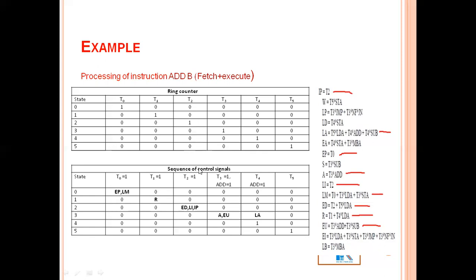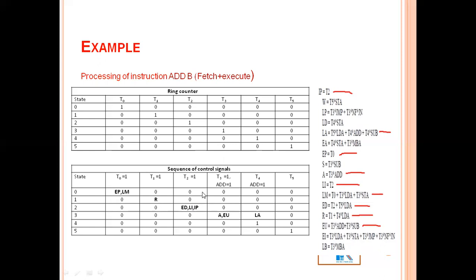From here, if this table T2 is equal to 1, see here, ED, LI and IP. ED, here ED, T2 is equal to 1, this will be activated. Then LI, T2 is equal to 1, LI will be activated. Then IP, T2 is 1, IP will be activated. So these three will be activated when T2 is equal to 1. Then it will fetch the data.